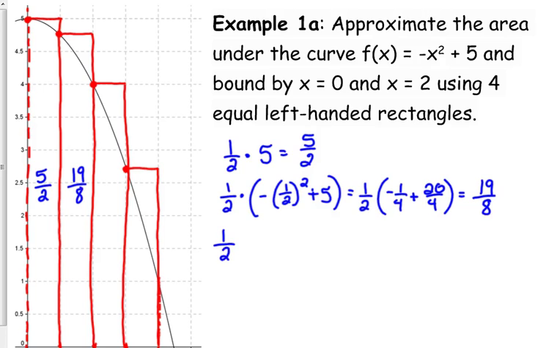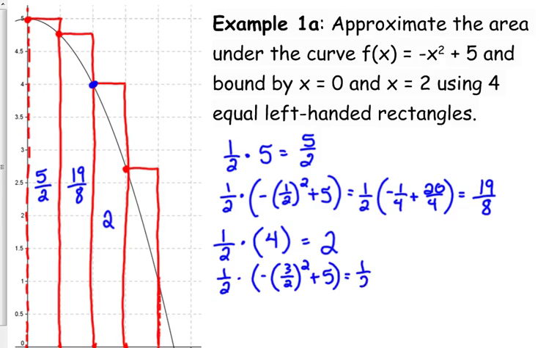Okay, my next piece, 1/2 times 4. That one's easy because 1 lands on 4 right there. So its area is 2. And my last piece, unfortunately 1.5 is not a nice whole number. So I've got a square of 3/2. So that's negative 9 over 4. So 11 over 8.